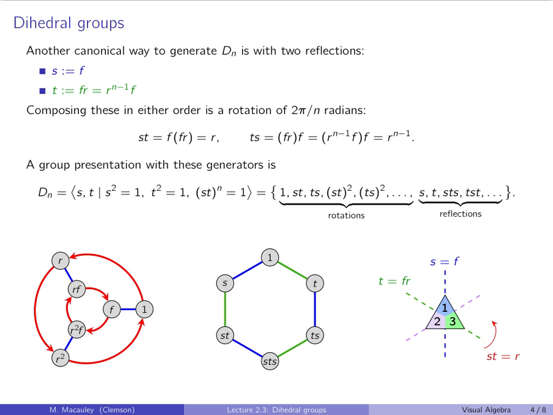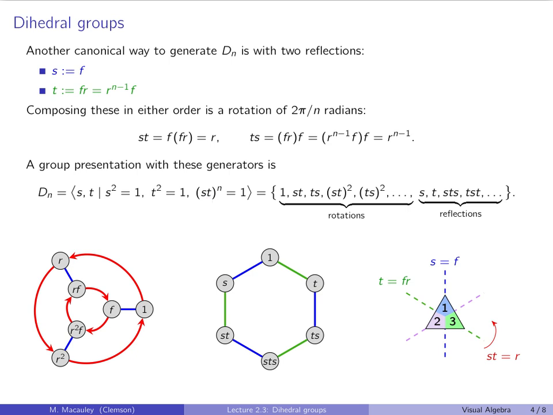A group presentation with these generators is as follows. Dn is generated by s and t. Both of these have order 2, so s squared and t squared are 1. And then we say that st to the n is 1, because st is a rotation of 2 pi over n.